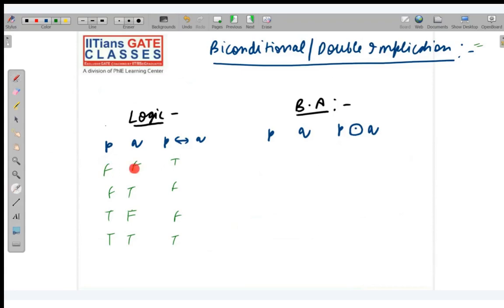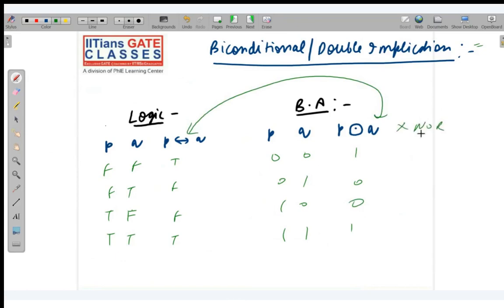So when will they be equivalent? When both are false or both are true. In case of Boolean algebra, I have told you many times, double implication is same as XNOR. So it is XNOR. See this. In Boolean algebra, I will say 0, 0, 0, 1, 1, 0, 1, 1. So 1, 1, 0, 0. So in logic, double implication and in Boolean algebra, XNOR, both are the same thing. Yes, so this is biconditional or double implication.